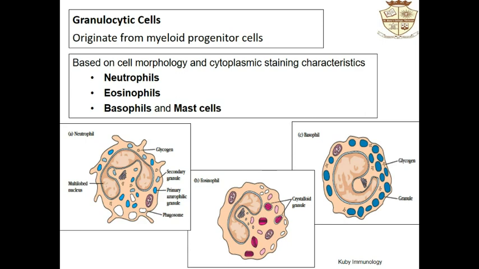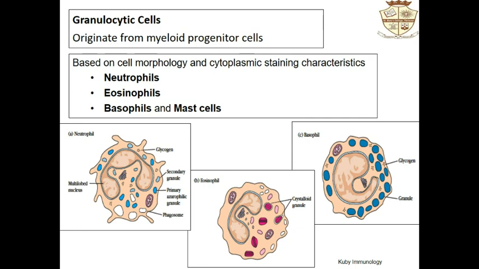Coming to the granulocytic cells, these cells originate from myeloid progenitor cells. The granulocytes are classified as neutrophils, eosinophils, basophils or mast cells on the basis of cellular morphology and cytoplasmic staining characteristics. The neutrophils are 50 to 70% of the circulating white blood cells, or WBC. They have a multi-lobed nucleus and a granulated cytoplasm that stains with both acid and basic dyes. They are also known as polymorphonuclear leukocytes due to their multi-lobed nucleus.